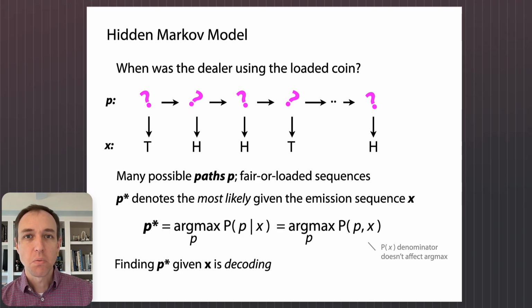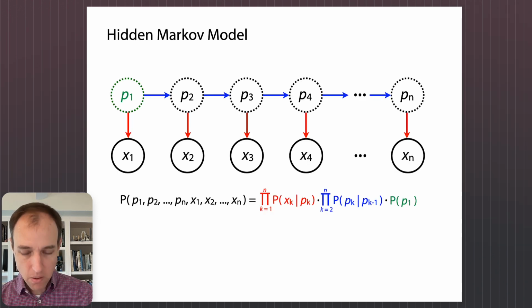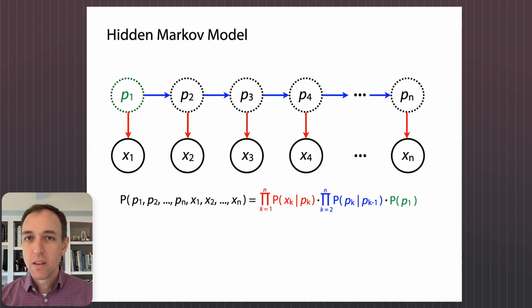When we solve this problem, we say we are doing decoding. So given the emission string, what's the most likely path? That's a decoding problem. Okay, how do we solve it? Is it easy or is it hard? Okay, well, one thing we know how to do is to compute joint probabilities. That's easy, right? Because a joint probability is just a product of many conditional probabilities and a marginal.